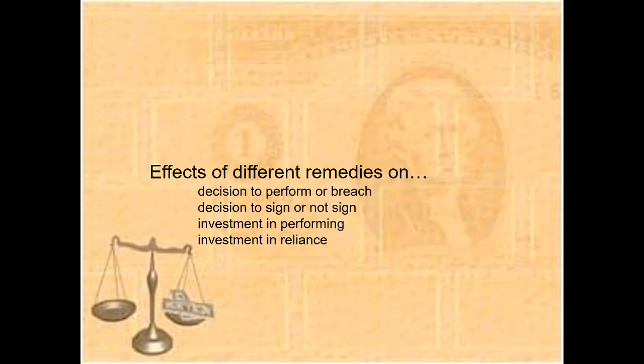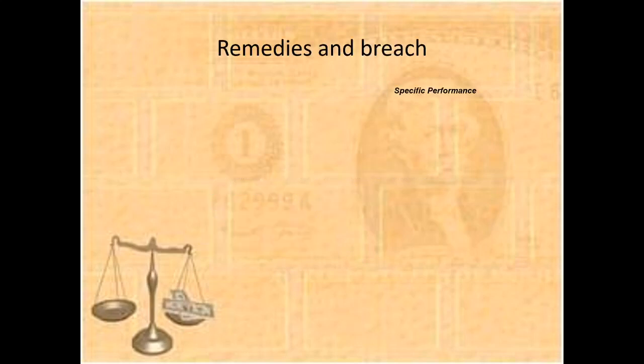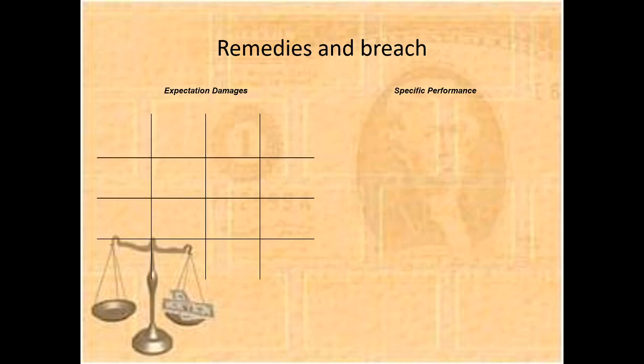So, the effects of different remedies on this: a decision to perform or breach, a decision to sign or not sign, investment in performing, and investment in reliance. You have different kinds of possibilities, and the remedy and breach in that sense we need to talk about. So, expectation damage and specific performance, the advantage and disadvantage. Let's talk about it. So if I get, you get, and the total is this.